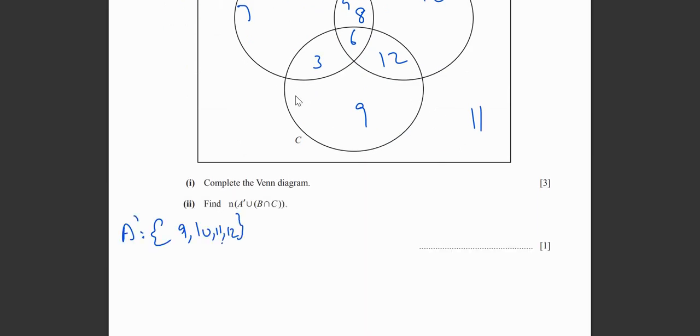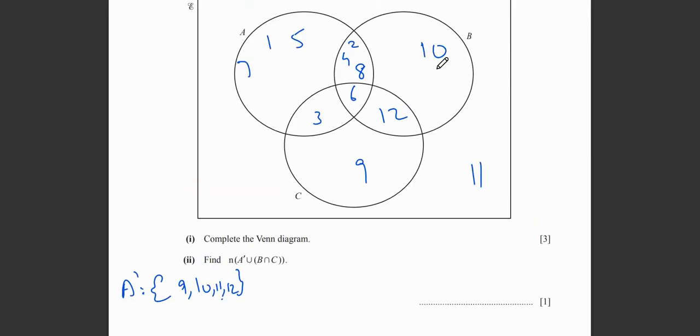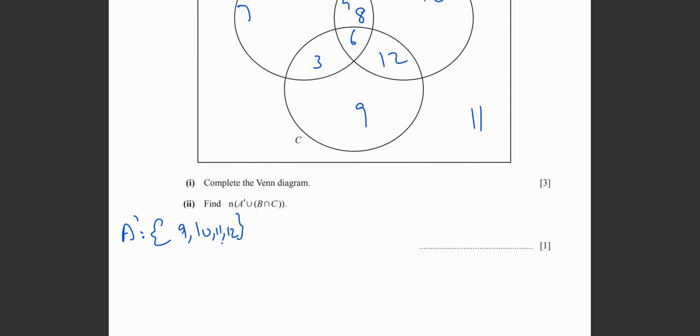Union B intersection C. What's B intersection C? B and C is actually 6 and 12, all right? I will write B intersection C is 6, 12. So all the numbers together, 6, 9, 10, 11, 12. How many numbers are there? 1, 2, 3, 4, 5. So the answer is 5.